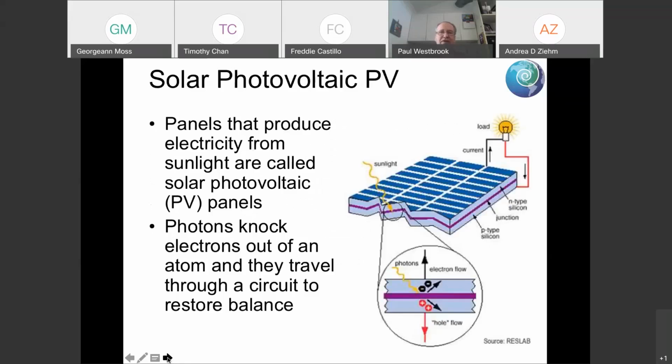So very basically, a solar PV panel produces electricity from sunlight. The simplest explanation is photons from the sun, which is sunlight, knock electrons out of an atom, and they have to end up traveling through a circuit to get back and restore that electrical balance. In its simplest form, you're using a photon of light to displace an electron, which flows through a circuit, and that's what electricity is: electrons flowing through wires. So on its most basic level, that's how they work.